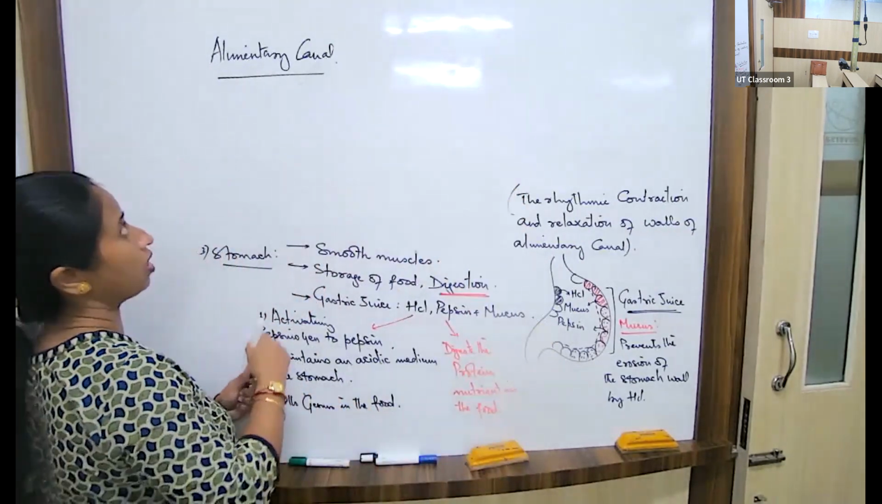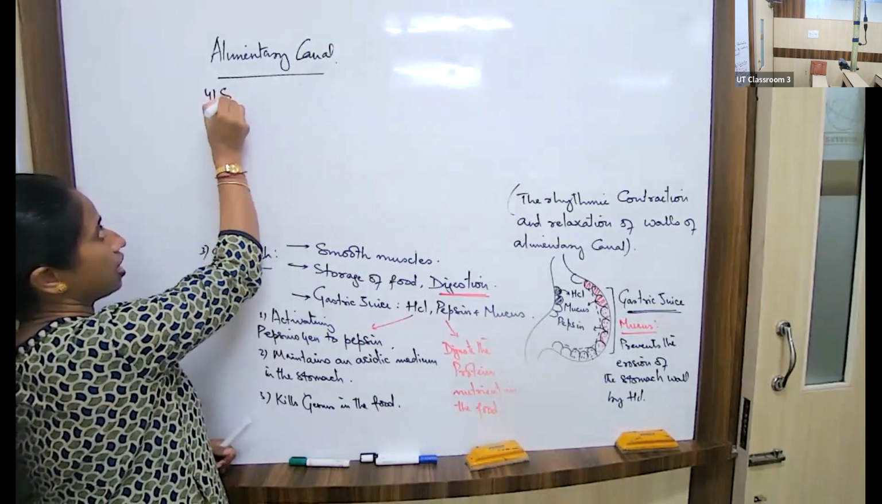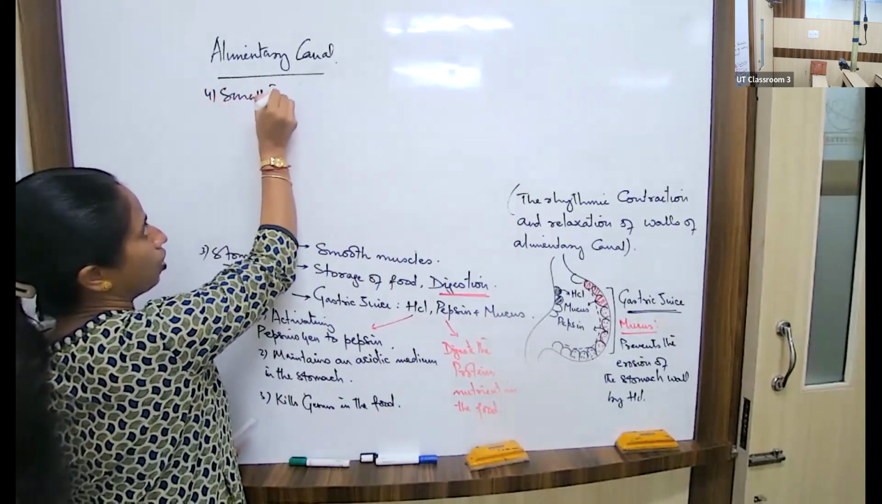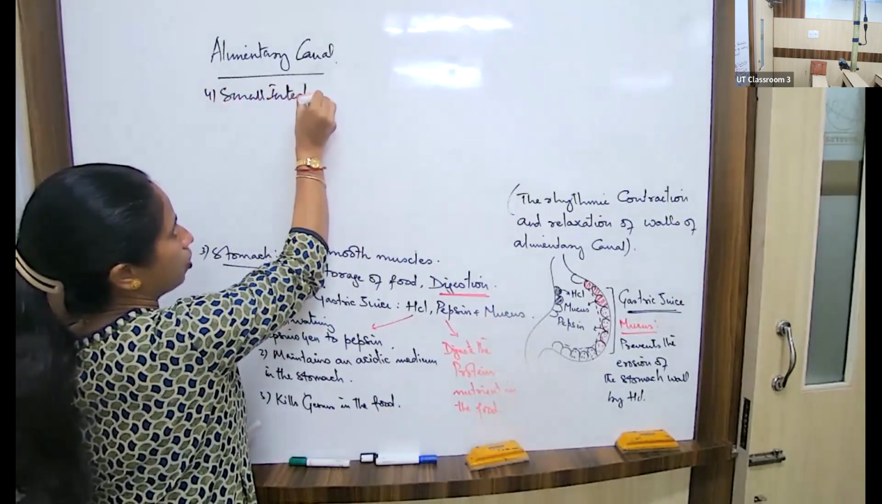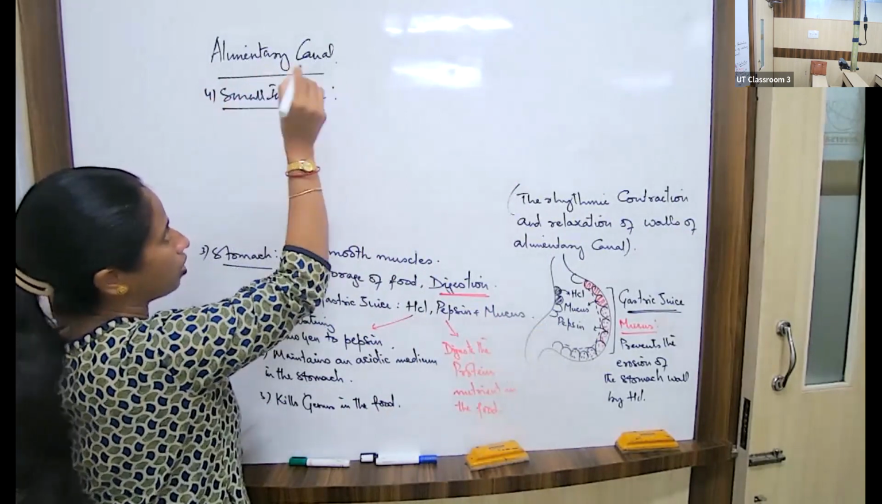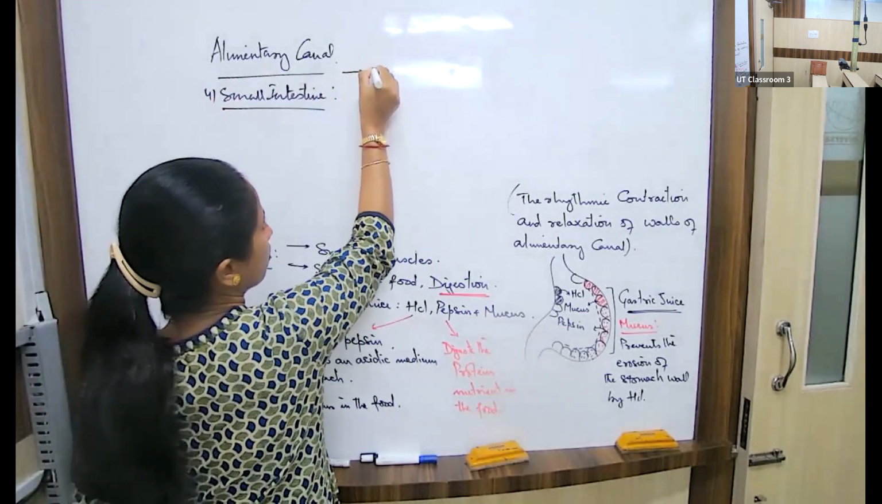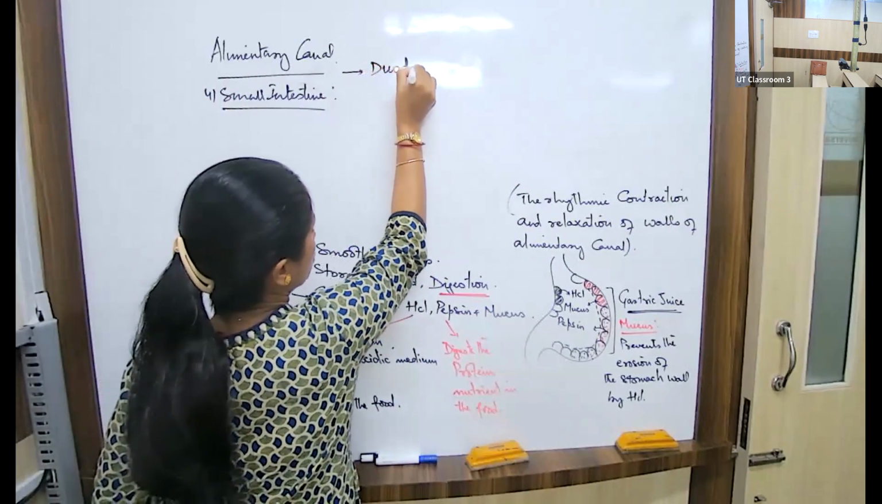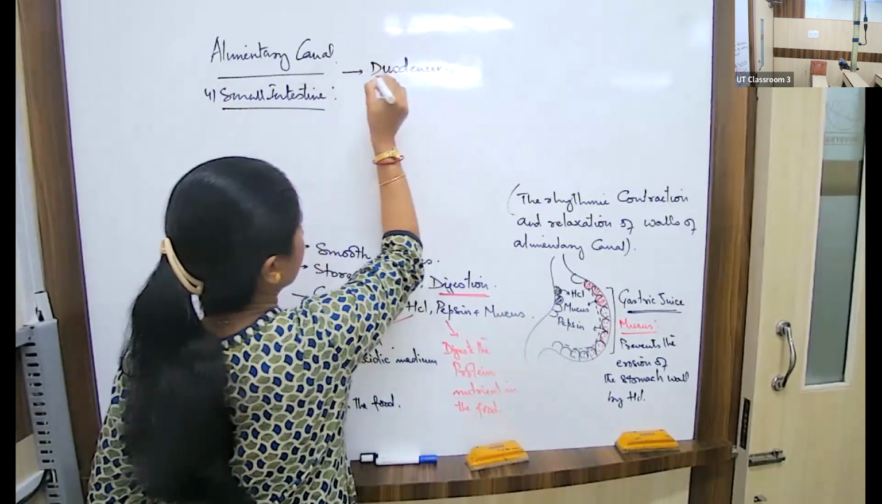One is the small intestine that we are going to talk about, and the large intestine. So first of all, we talk about the small intestine. Now, when we talk about the small intestine, what are the parts of the small intestine we have to understand? The first part of the small intestine is known as the duodenum.